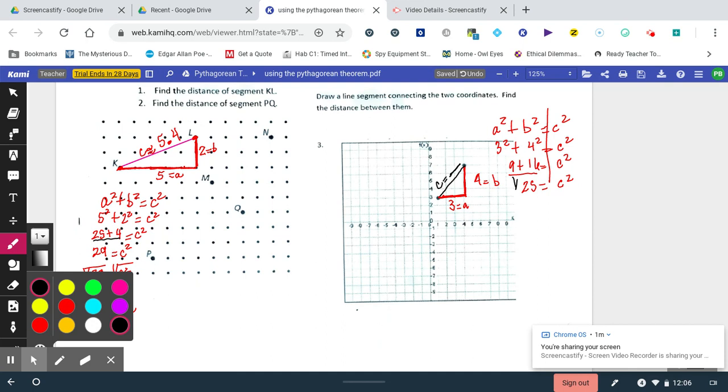I don't want the square on the side of C. I only want the length of C. So I'm going to take the square root of both sides. The square root of 25 is 5. And the square root of C squared is C. So this is actually 5 units long. So the distance between the two coordinates is 5 units. All right, let's move on.